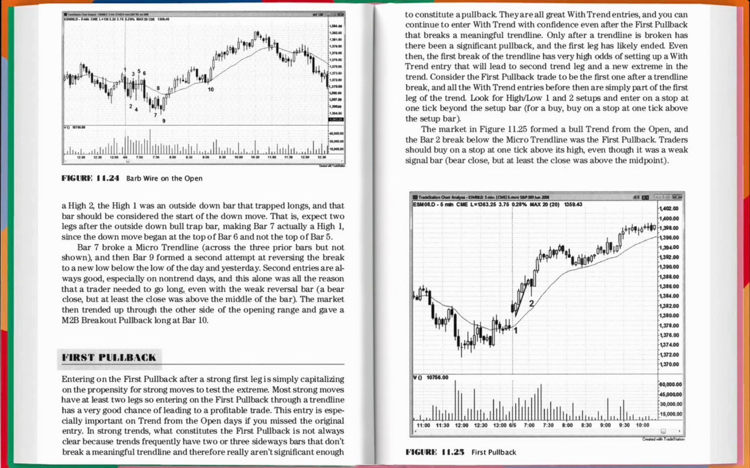The market in figure 11.25 formed a bull trend from the open, and the bar 2 break below the micro trend line was the first pullback. Traders should buy on a stop at 1 tick above its high, even though it was a weak signal bar with a bear close, but at least the close was above the midpoint.